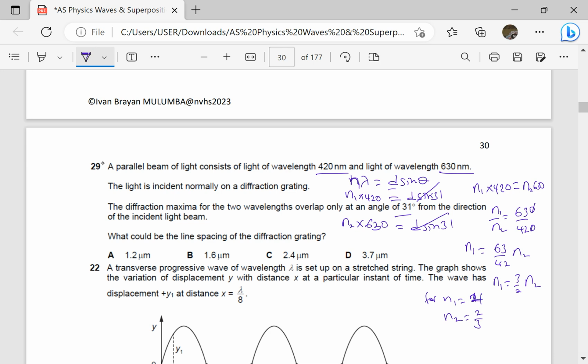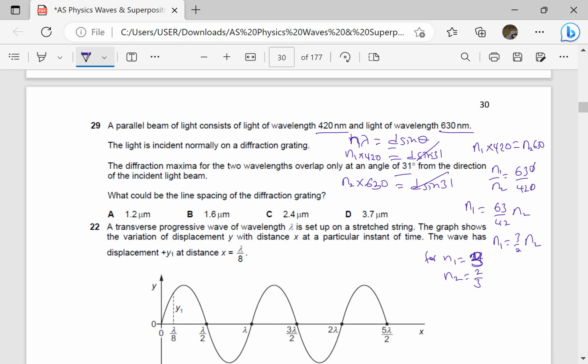Now let's check n1 equals 3. If n1 is equal to 3, n2 is going to be equal to 2. So I can now use one of those to find d. So if n1 is 3, n2 must be 2.